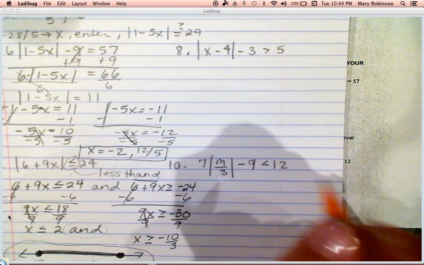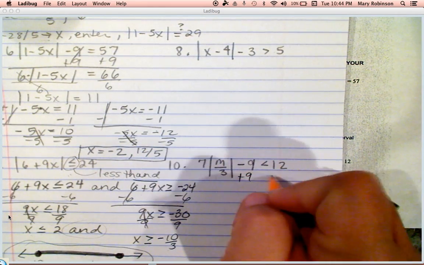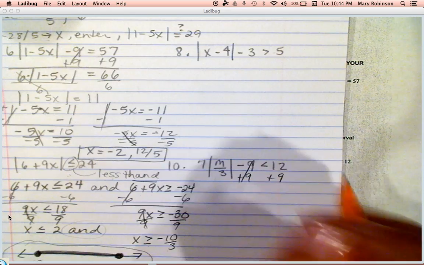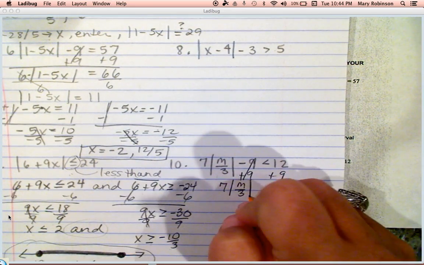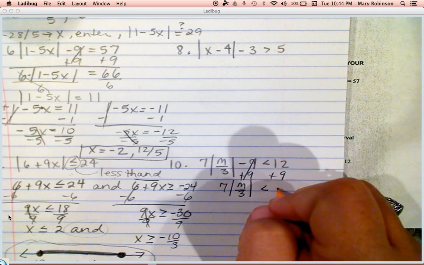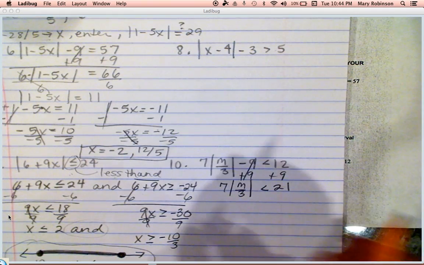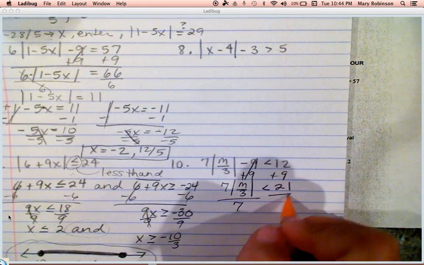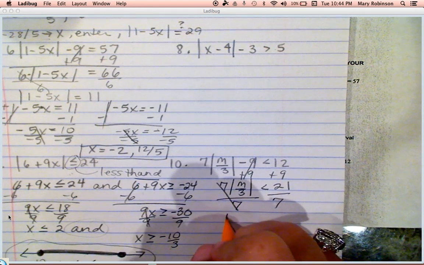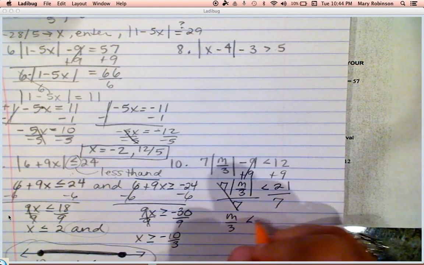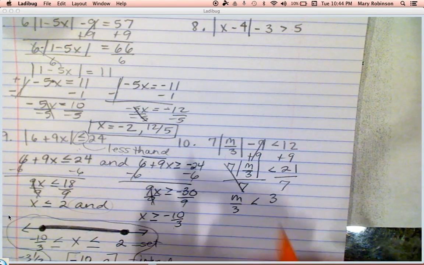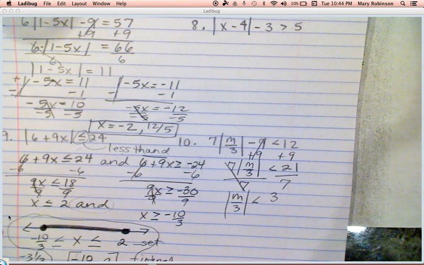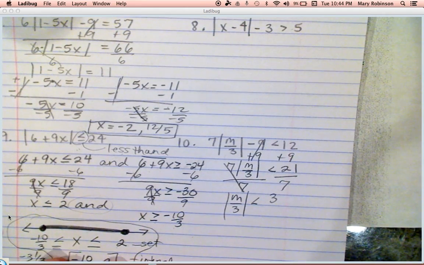We need to isolate that absolute value. In this case, I'm going to add 9 first. When I do that, I've got 7 times the absolute value. Notice I'm bringing every step down each time. It's going to be 21. Then I divide both sides by 7 and get the absolute value of m over 3 is less than 3.